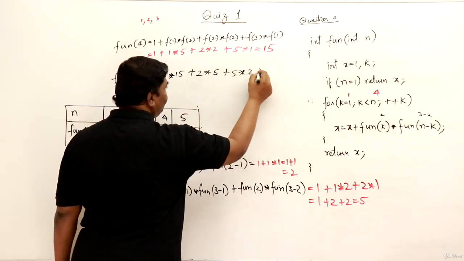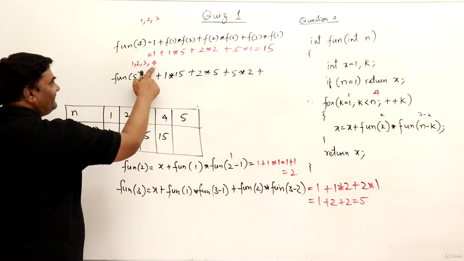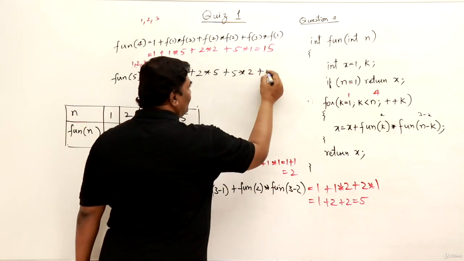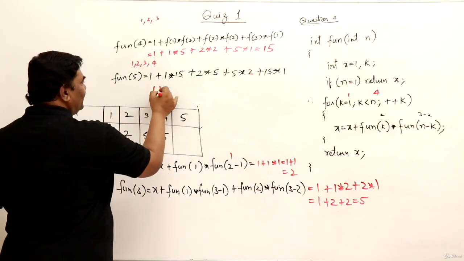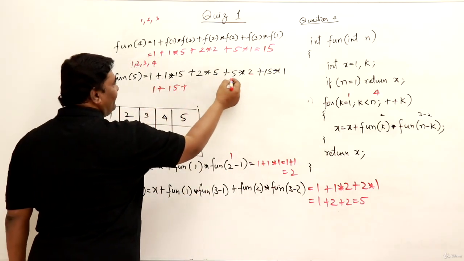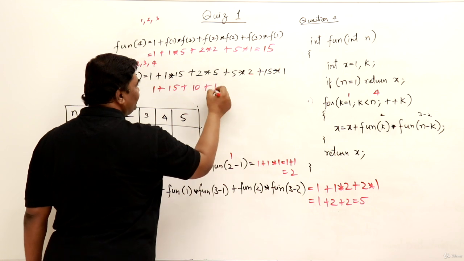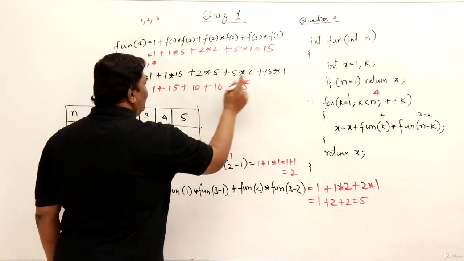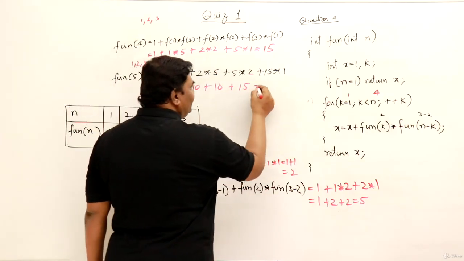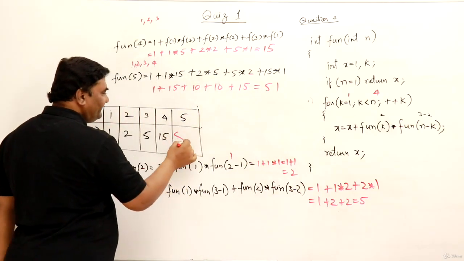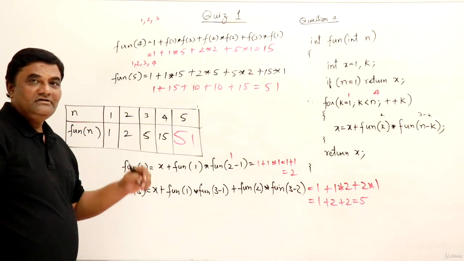If you have observed this, then you can directly write this. Then 4 into 1, so 15 into 1. How much is this? 1 plus 15 plus 5 to 10 and 5 to 10 and this is 15. 15, 15, 30, 40, 50, 51. So the answer is 51. That's it.